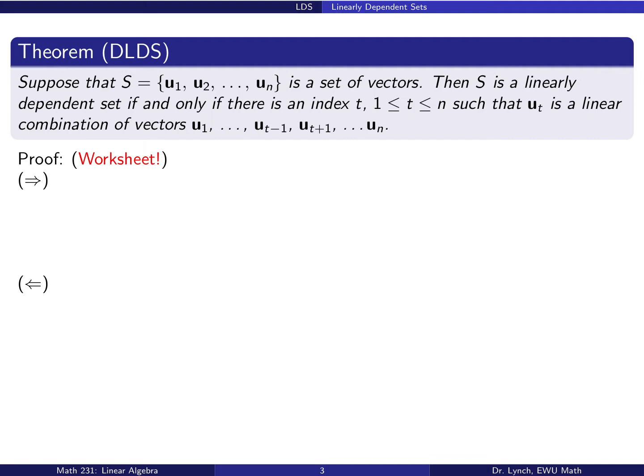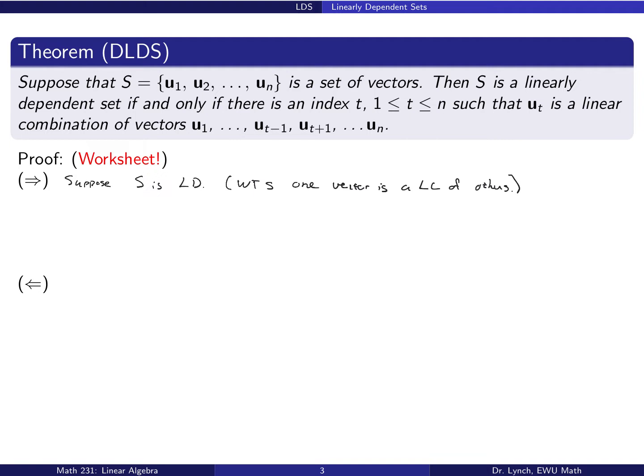Okay, so this is a theorem that I'll let you have a look at on the worksheet. I'll go ahead and prove part of it. I'll prove the P implies Q statement. So the P statement here is suppose that S is linearly dependent, and then we want to show that one of the vectors is a linear combination of the others.